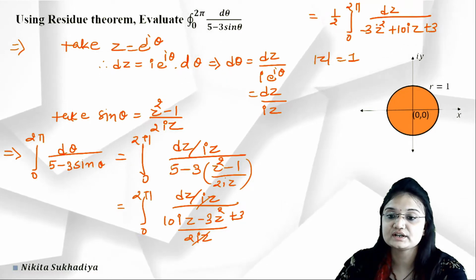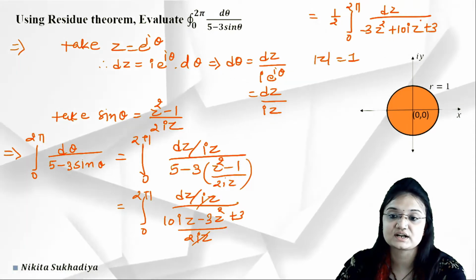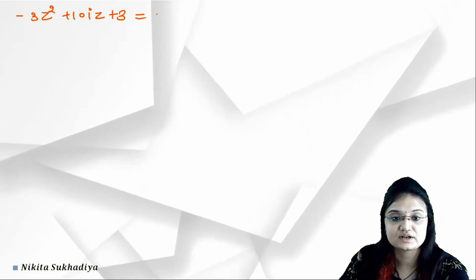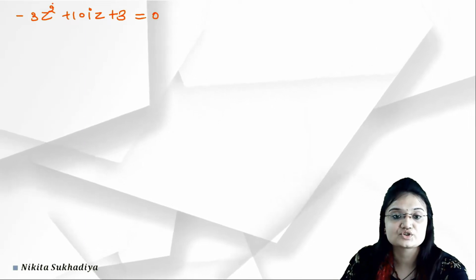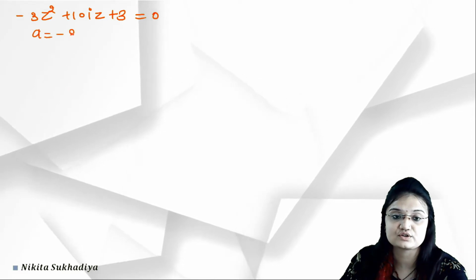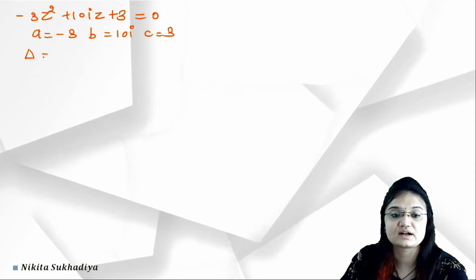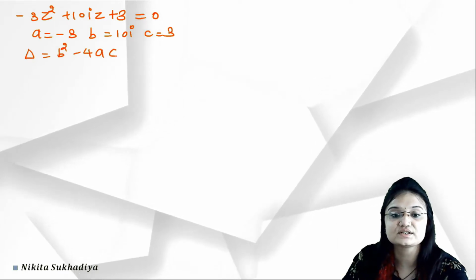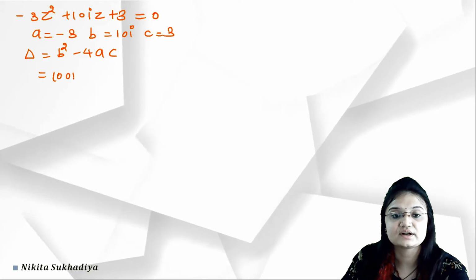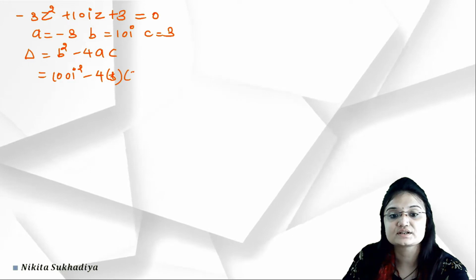Here you can clearly see that in the denominator we have a quadratic expression, minus 3z squared plus 10iz plus 3. Solving it, we get 2 roots, or we can say 2 poles. Here a is equal to minus 3, b is equal to 10i and c is equal to 3. So we have delta equal to b squared minus 4ac. b squared is 100 i squared, minus 4 times a equal to minus 3 times c equal to plus 3.